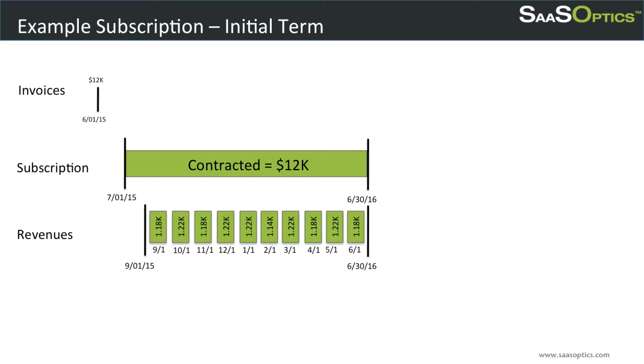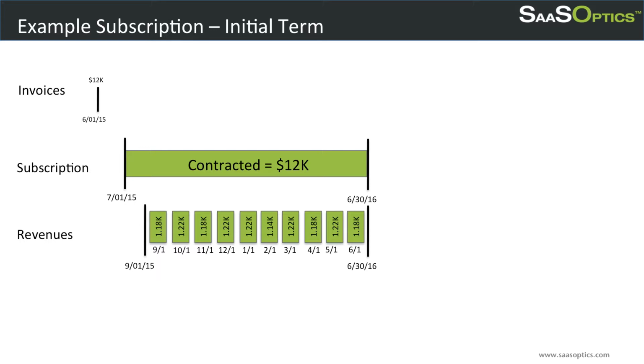So here is our first initial term. We have an invoice for $12,000 on June 1st, 2015. Our subscription starts July 1 and runs for a year, and it's $12,000. Our revenues are recognized starting September 1st through the end of the term, which is June 30th. And you can see we go up and down and up and down based on the number of days in the month. So in this case, we're going to recognize not over a 12-month period, but over a 10-month period. And so we'll recognize the revenue based on the number of days in the month ratably over a 10-month period, even though our subscription is 1 year in length and starts in July.